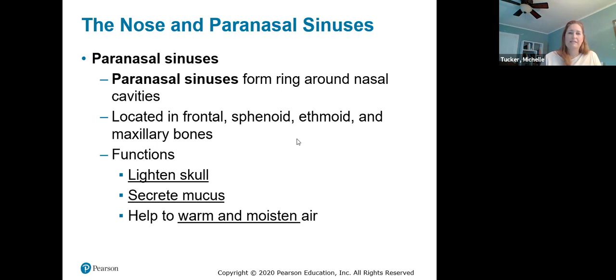The sinuses are air-filled spaces located within bones. If you remember, they are located in the frontal bone, the sphenoid bone, the ethmoid bone, the maxillary bones, and also the temporal bones, but that's not part of the respiratory system. So paranasal sinuses are going to lighten the skull, secrete mucus, which then drips down into the nasal cavity, and they'll also help to warm and moisten air.